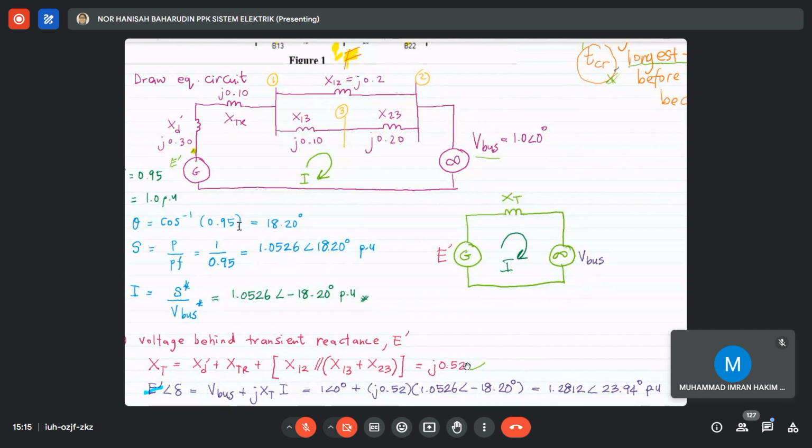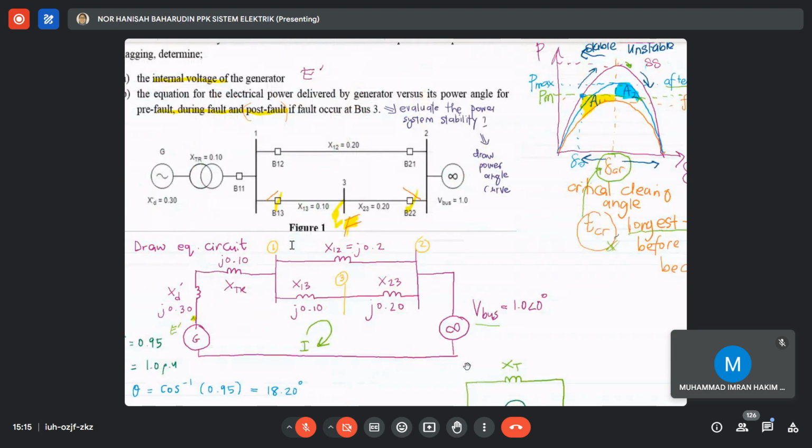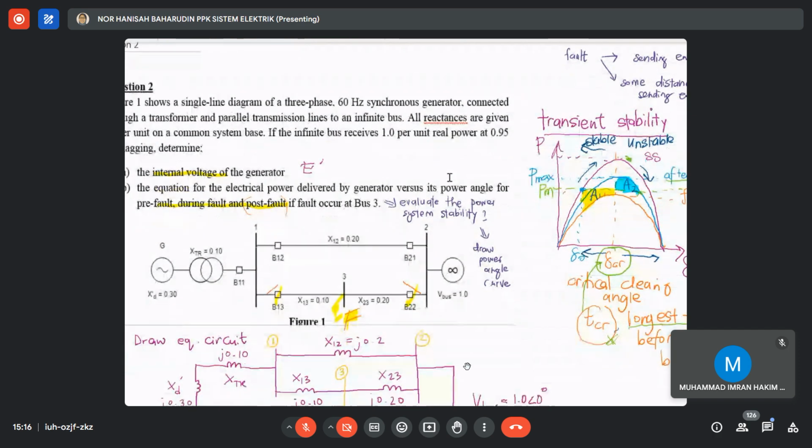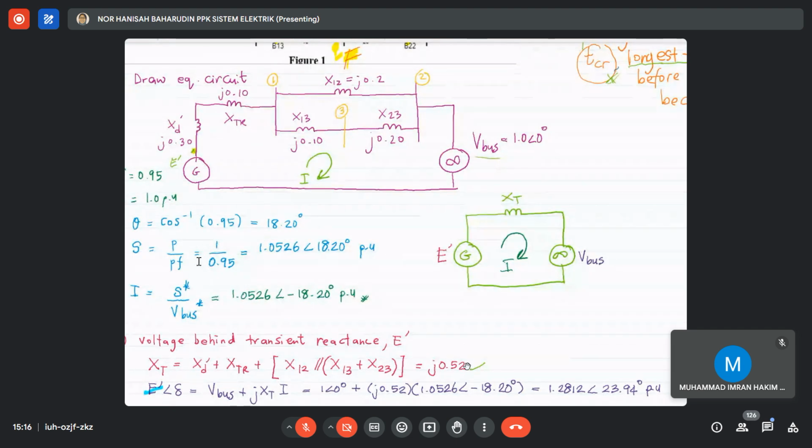So for this case, since the power factor is 0.95, the angle is 18.20 degrees. And then what is your apparent power? Which is S, P divided by the power factor. And how do I know that my electrical power is 1? It is given here in the question: the infinite bus receives 1 per unit real power. So 1 divided by 0.95, the power factor, you are going to get 1.0526, angle 18.20 degrees per unit.